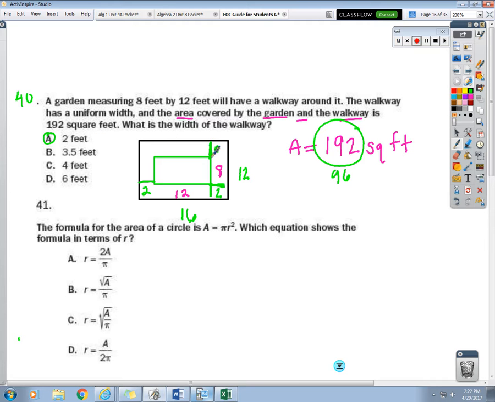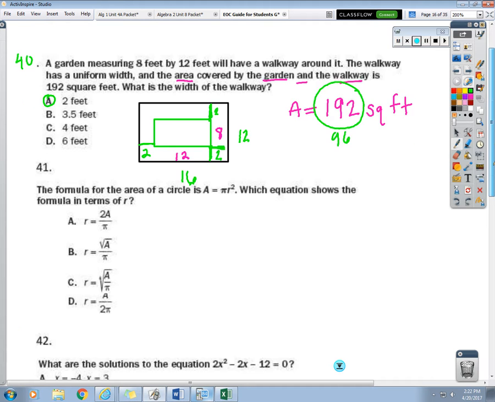So that's how I knew A was correct, because when I just tried it out with 2 feet, and I extended this by 2 feet there, 2 feet there, which is an addition of 4 on top of 8, so 12. And then 2 feet there and 2 feet there on top of 12 would be 16. And then I calculated the area, it matched up with 192. I know that's not an easy one, but do you at least understand it now that I explained it?